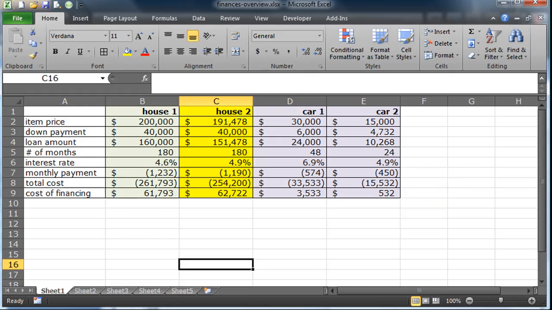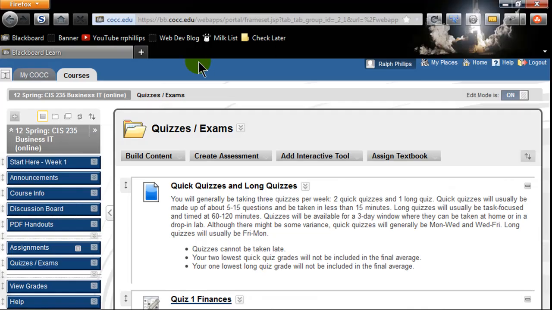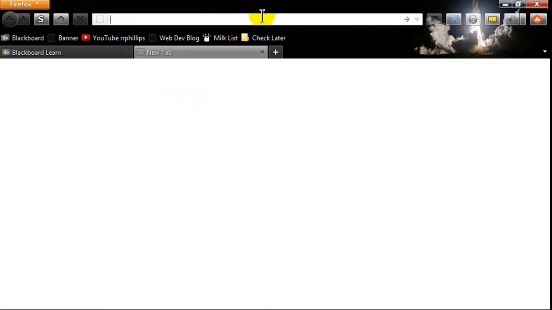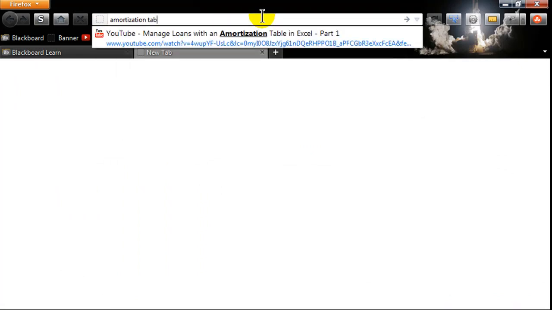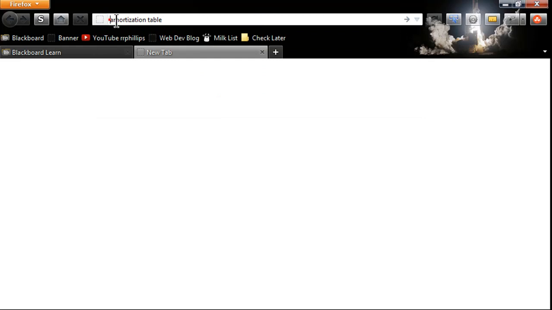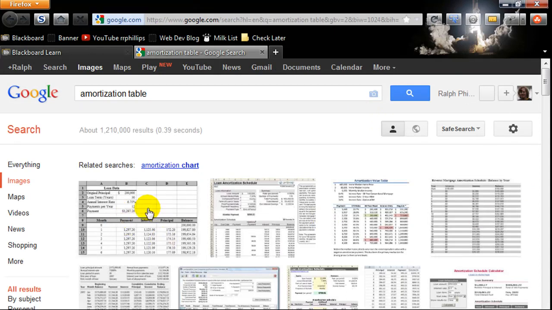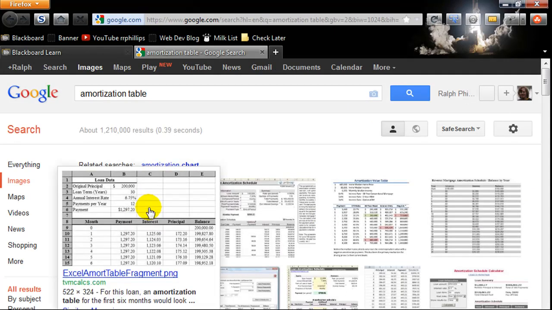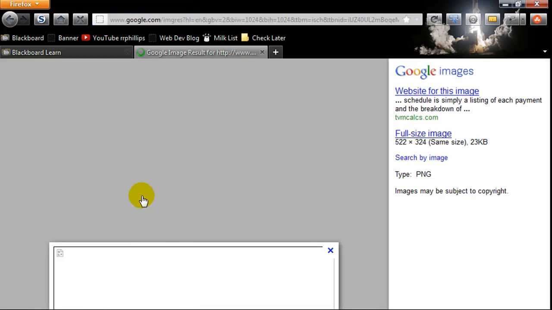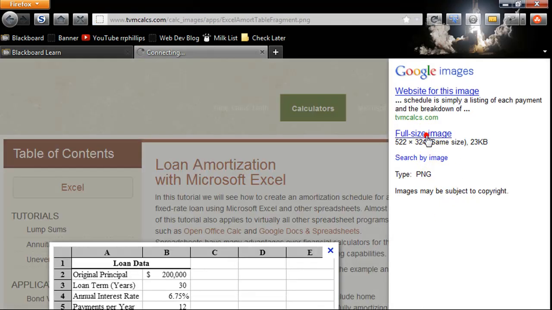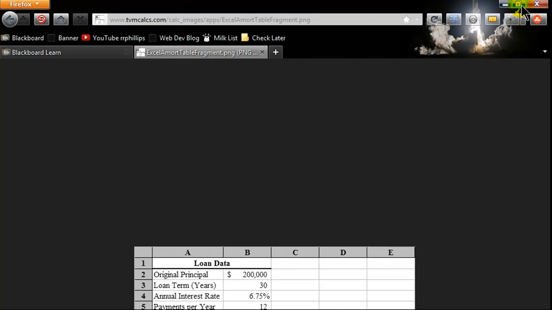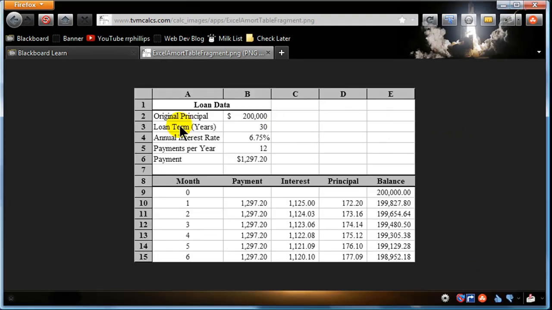Just as a quick example, I'm going to jump over here to my browser, and do a quick Google image search for an amortization table, and you'll see one. Here we go. There's one actually in Excel right there. Okay, so this is an amortization table, and might as well check this one out. This is in Excel, and we're going to make something that looks kind of like this.